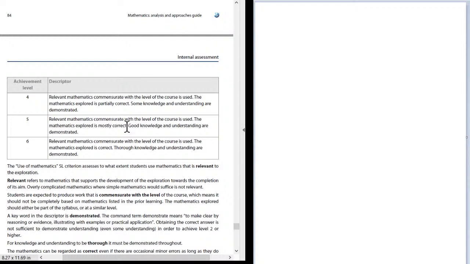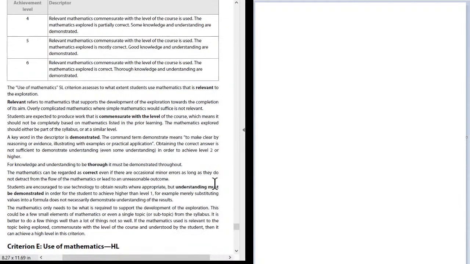Mathematics is mostly correct. Again, this is for the SL applications and interpretation, where methods and approaches, good understanding and knowledge are demonstrated. Level 6, the highest level, is mathematics explored is correct, thorough knowledge and understanding. So the mathematics can be regarded as correct, even if there are occasional minor errors. So it's a lower standard for the SL students.